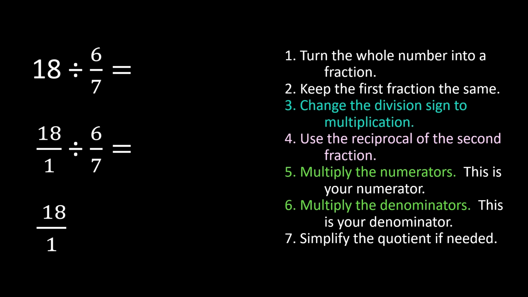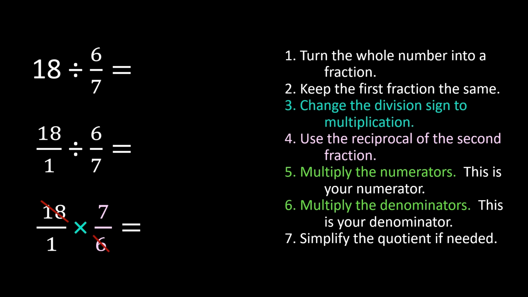Then I need to change my division sign to multiplication, and I'm going to be multiplying by the reciprocal of the second fraction. My second fraction is 6/7, so the reciprocal is 7/6, because for the reciprocal, I flip my numerator and denominator. So I will be multiplying 18 over 1 by 7 over 6. My next step is to multiply my numerators and multiply my denominators. However, if I notice that I can do some simplifying early by looking at the numbers that are diagonal from each other, if the numbers that are diagonal from each other in the problem share common factors, I can begin simplifying now. So I'm going to be looking at the 18 and 6.